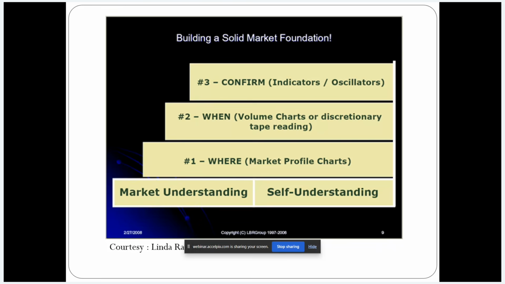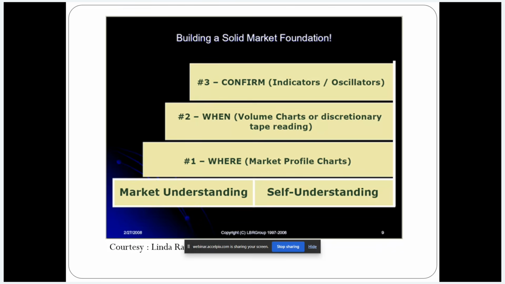Then is where the market profile chart comes in. It says where things are happening. Okay, then comes when, that's where volume and other things will come.